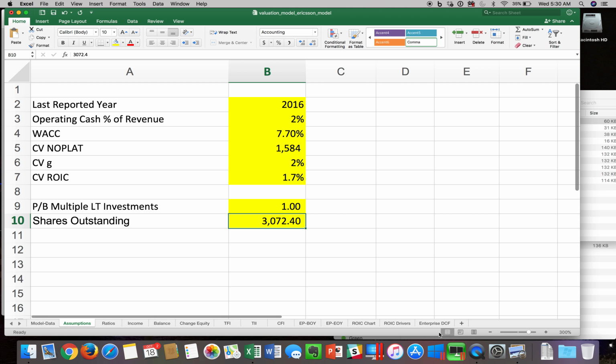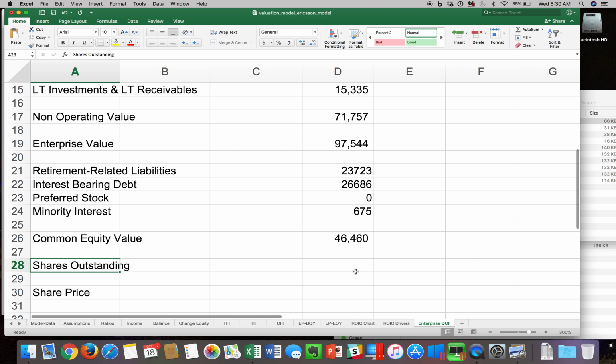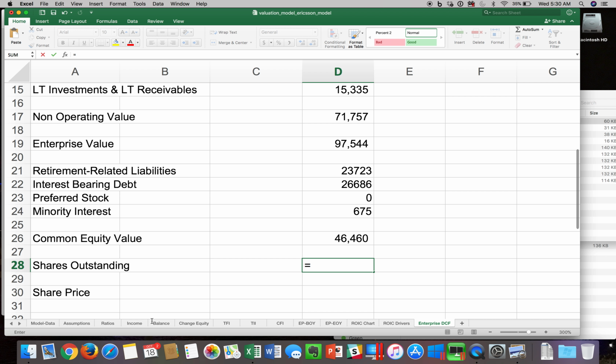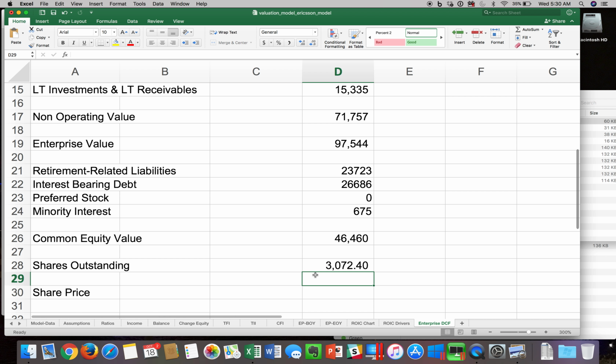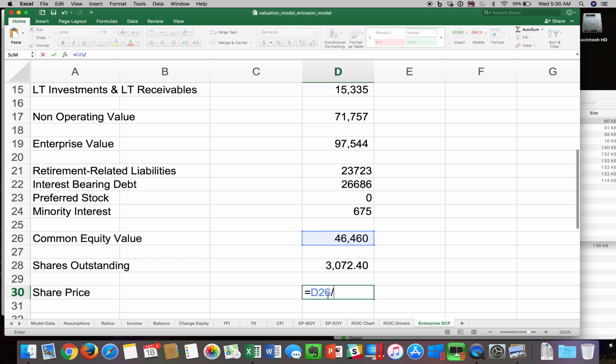Now again, the reason why I'm putting it on this screen, not on the other screen, is that we want to minimize the assumptions so we can change them and we don't have to go looking through the model. So I'm going to make this a reference to that, equals, from assumptions, refer to that current share count, and share price equals that divided by that. So again, the two decimal places, 1512.